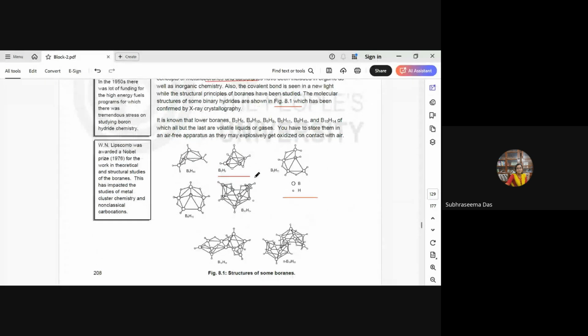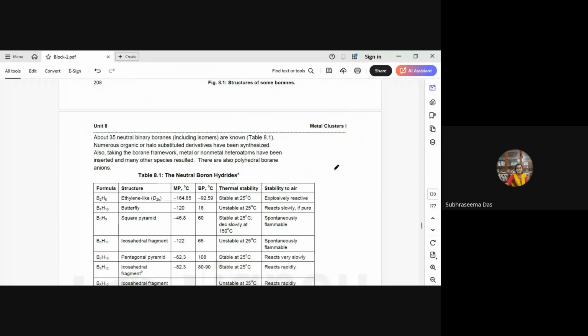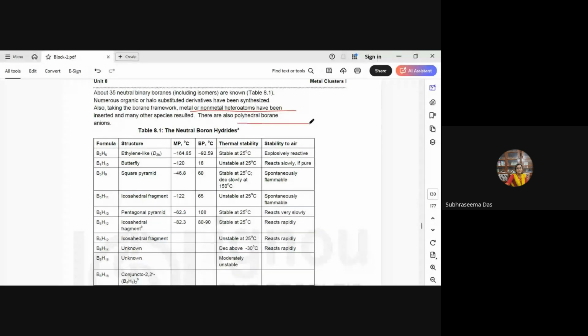It is known that the lower boranes, that is B2H6, B4H10 and B10H14, are all volatile liquids or gases. They have to be stored in an air-free apparatus. There are 35 neutral binary boranes. Numerous organic or halo-substituted derivatives have been synthesized from such boranes. Also, taking the boron framework, metal or non-metal heteroatoms have also been constructed. So there are polyhedral boron anions also.